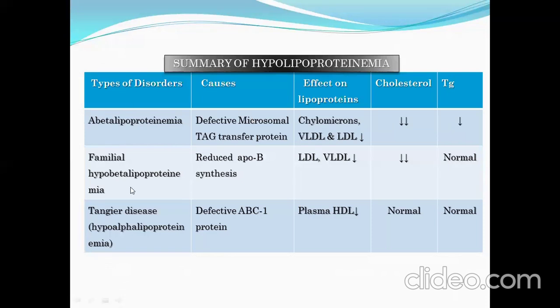This is the respective disorder of abetalipoproteinemia, and the cause is a defective microsomal triacylglycerol transfer protein. Familial hypobetalipoproteinemia, so reduced apoprotein B synthesis is there. Whereas Tangier's disease, that is also called hypoalphalipoproteinemia, has a defective ABC1 protein. So this is all about the applied aspect.